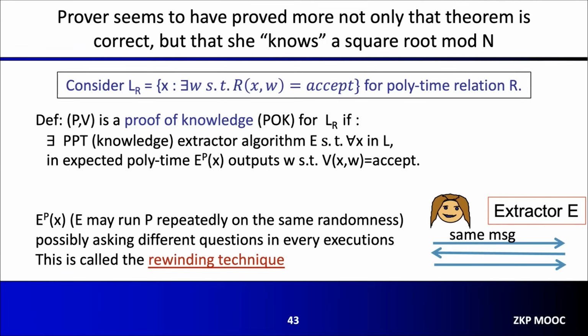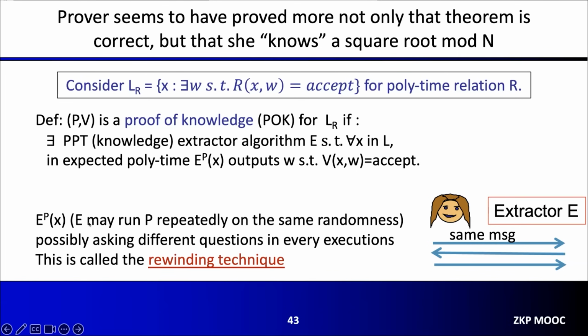And that's how we define proof of knowledge. We say there exists a knowledge extractor algorithm, this extractor, that can run a protocol with a prover such that in expected polynomial time, this extractor running the prover, the notation is E sub P, so he sort of has access to the prover almost as an oracle on X, will output the witness W.